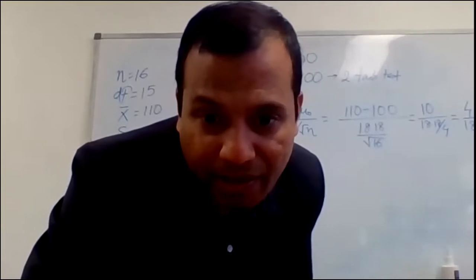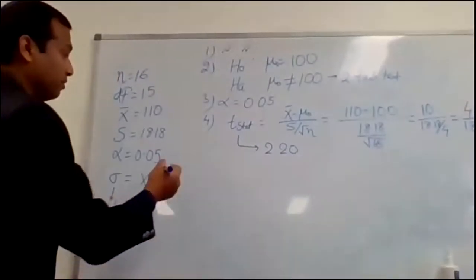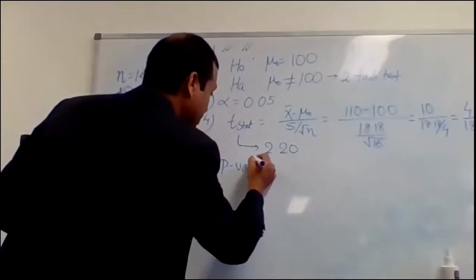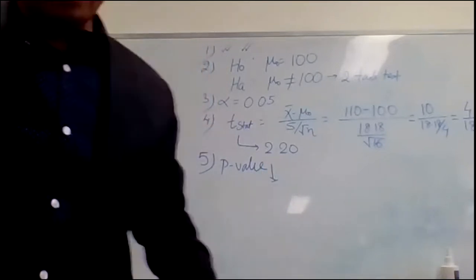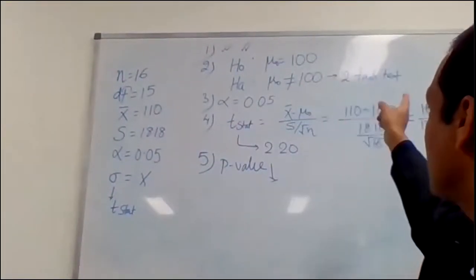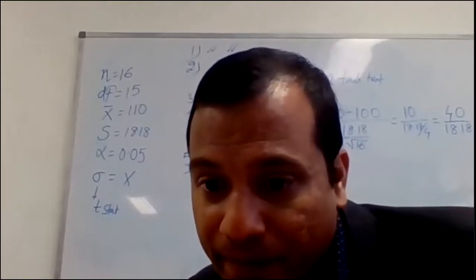So what is the next step? That is very, very important. Determine the p-value. For this you need to see this table, this chart, which guides you. What it says is, this is the case, as we clearly mentioned in step number 2, of a two-tail test.